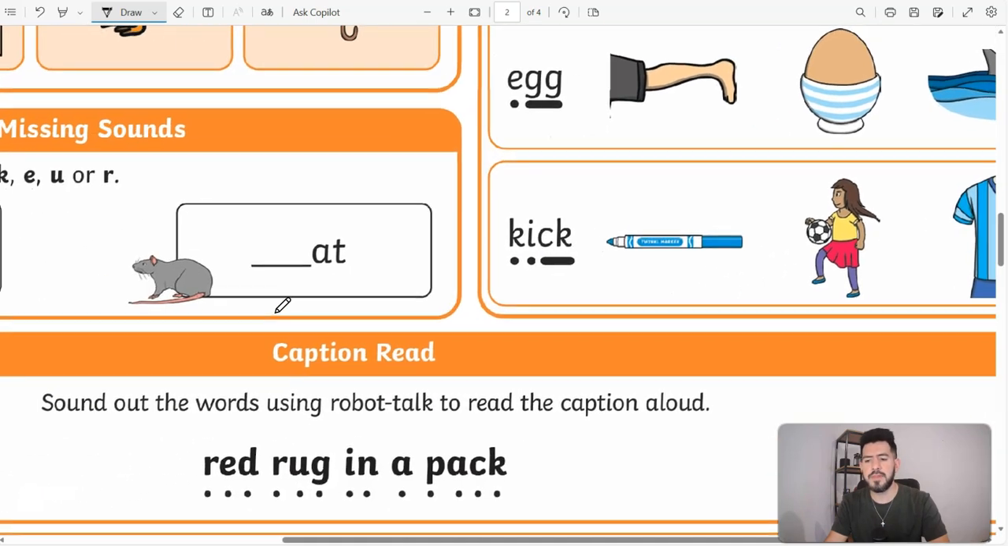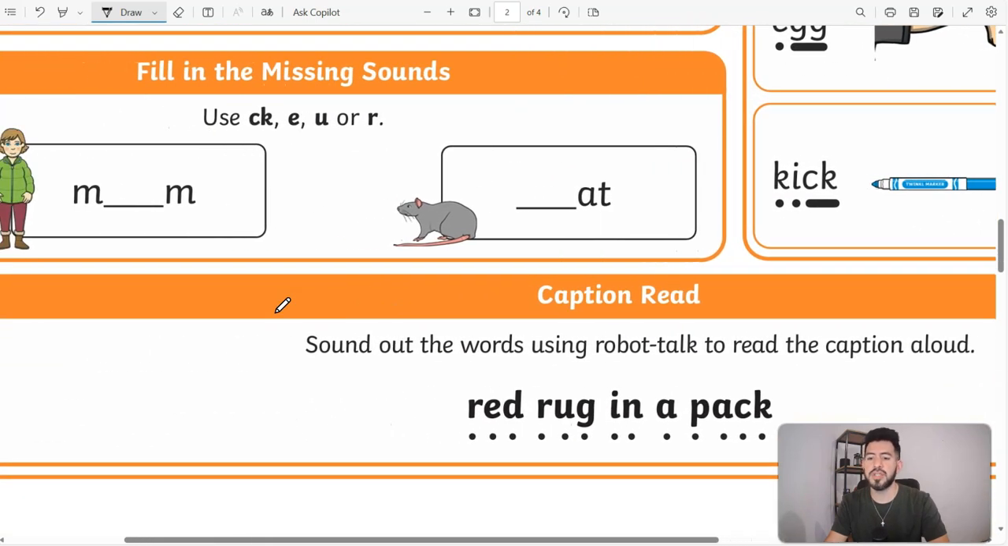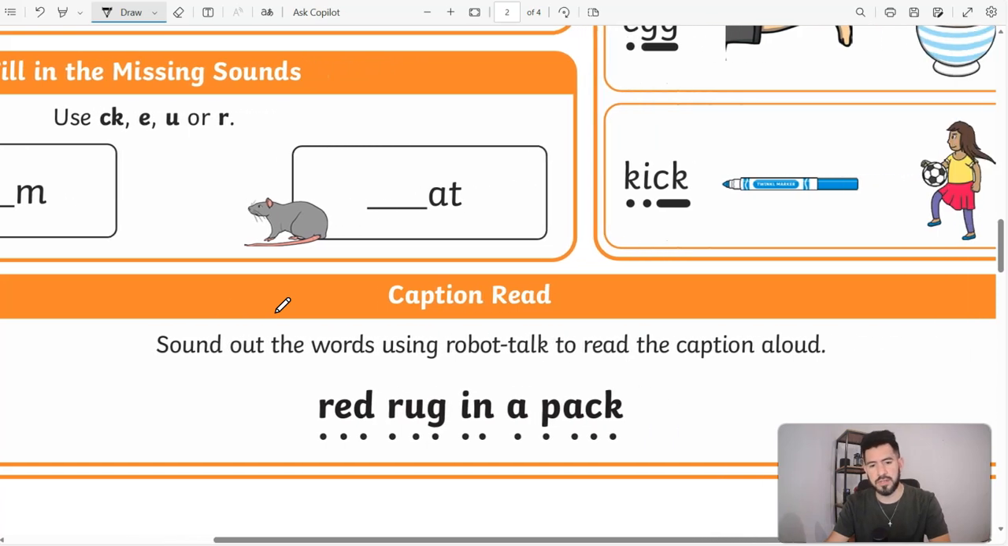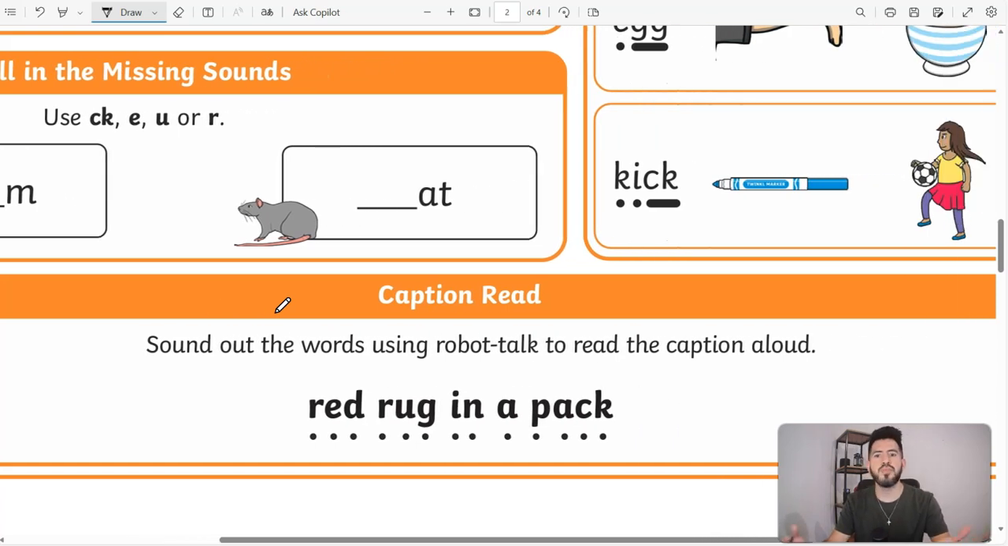Okay. The last part is just sounding out the words. Reading. Okay, we need to read. Blend the sounds and read. So you can do it like this. You have 2 options. Number 1, r, e, d, red. r, u, g, rug. in. a, p, a, ck, pack. Here it should be like this.